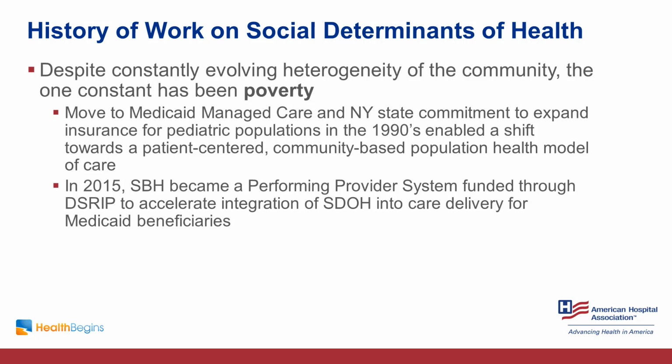In addition, New York State in 2015 got a waiver to change the way Medicaid beneficiaries were taken care of, and that was through the DSRIP program, which is the Delivery System Reform Incentive Payment Program. And the idea was that you were supposed to accelerate the integration of social determinants of health into the care delivery for Medicaid beneficiaries, but also change how Medicaid beneficiaries were being cared for from a volume-driven system into a value-driven system. So DSRIP allowed us to think bigger. It also allowed us to get the funding to think bigger.